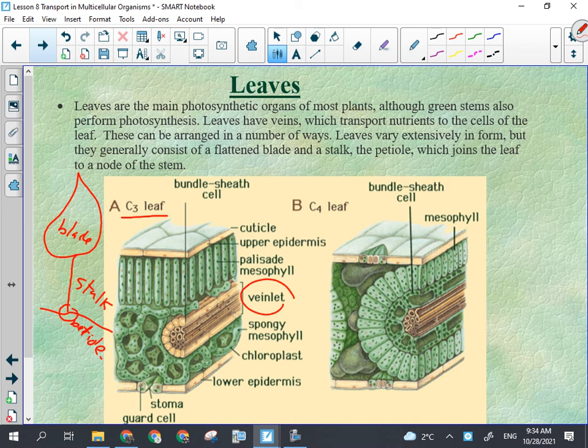All of this helps to conserve water. So it's just adaptive for water. I'm never going to ask you to label a C4 or CAM leaf ever. We're going to be looking at what most plants have.